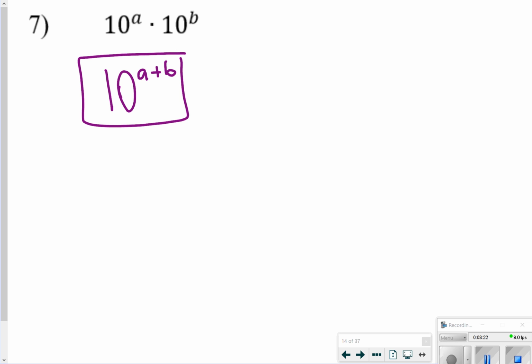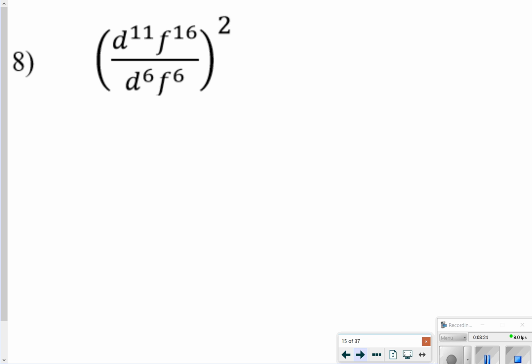For number 8, we have a lot of things to distribute here. So what I'm going to do first is, instead of distributing the 2 at first, I'm going to go ahead and actually simplify the d bases and the f bases. So what that looks like is I would have d to the 5th power, because I did 11 minus 6, and then f to the 10th power, because I did 16 minus 6, and then that's still to the 2nd power. So I worked out whatever was in the parentheses first.